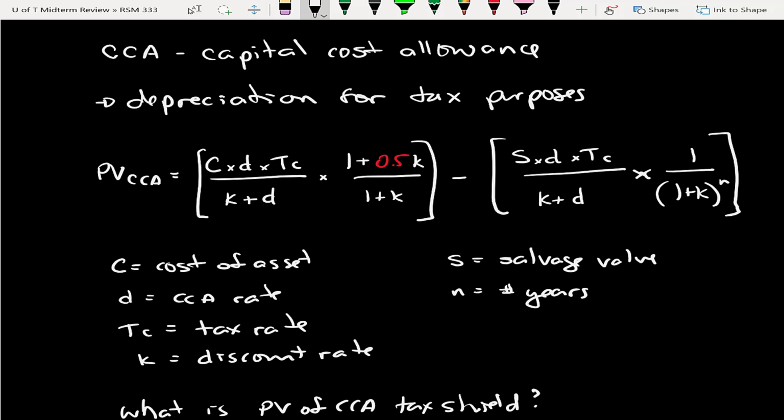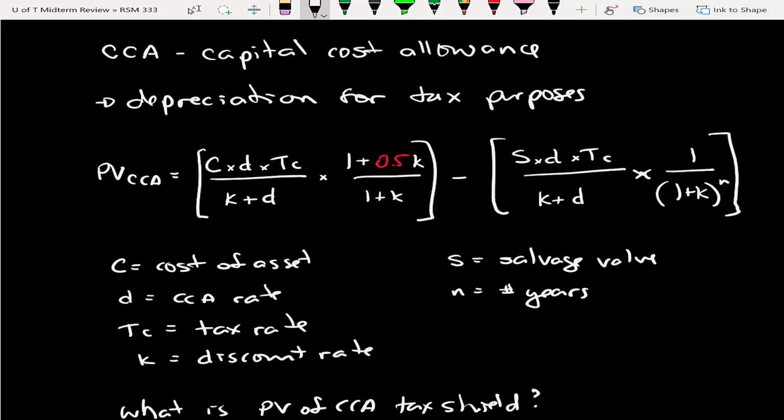Now let's look at the capital cost allowance. As I said, this applies to Canadian tax law only. Capital cost allowance is essentially depreciation for tax purposes. So the government is not going to let you pick your own depreciation rate because it'll allow you to play around with your taxes payable.